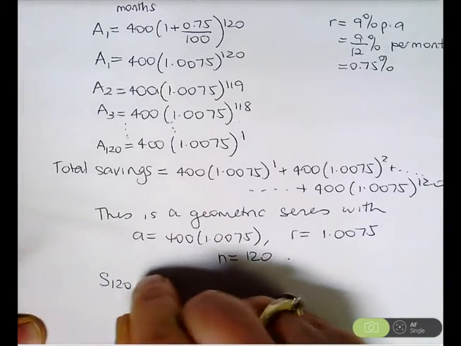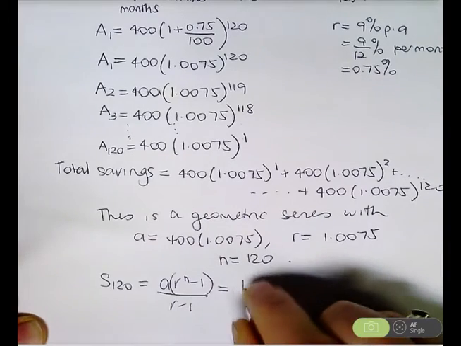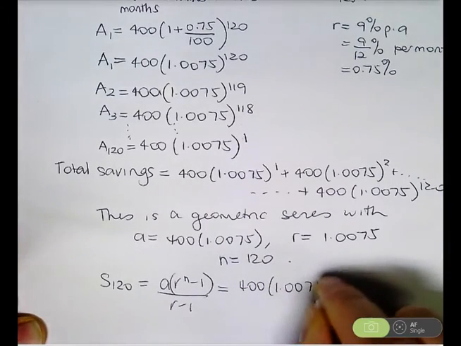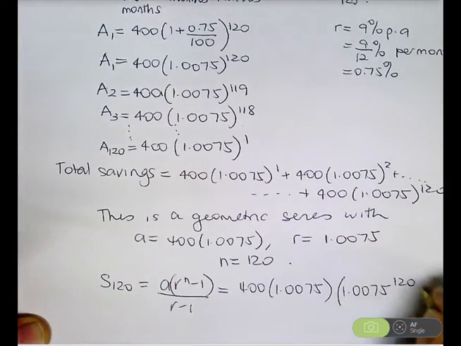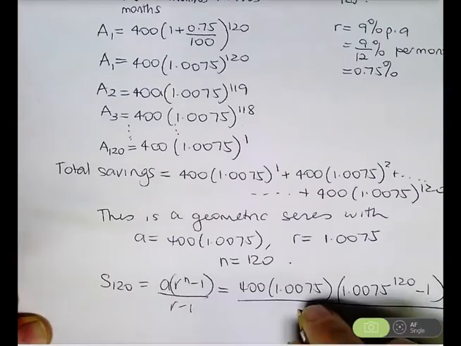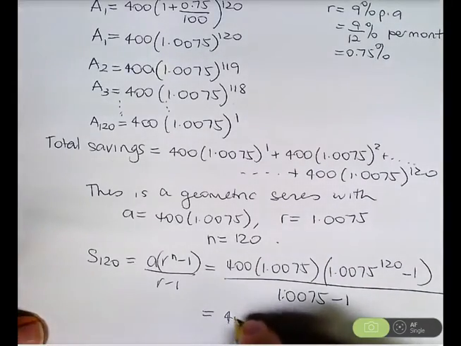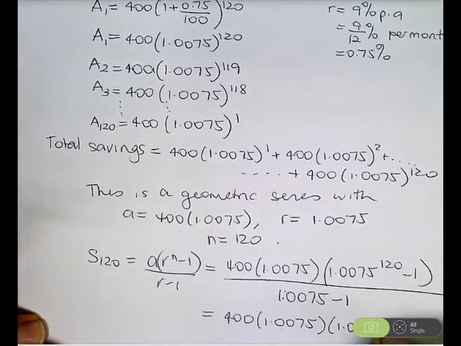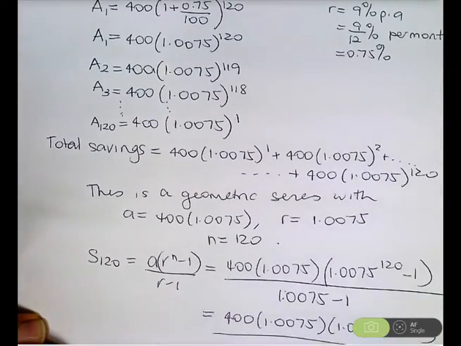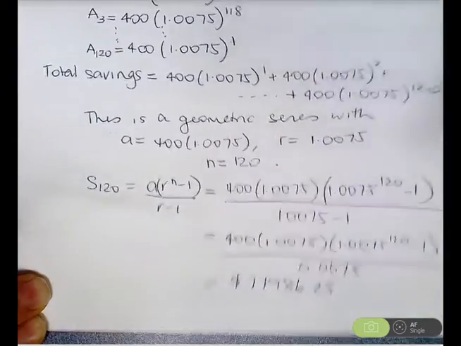So therefore, the sum of the 120 investments is A times R to the N minus 1 over R minus 1, which is 400 times 1.0075 times 1.0075 to the 120 minus 1 over 1.0075 minus 1, which is just writing your denominator. Actually, you don't have to rewrite it, but when you enter it on your calculator, I just put 0.0075 on the denominator. Now, just to work that out, will there be enough money to buy the new truck?